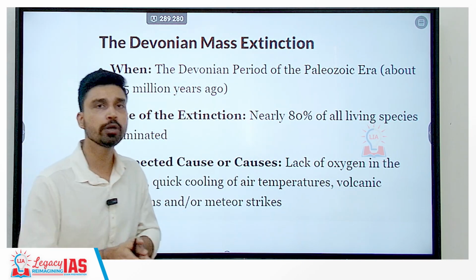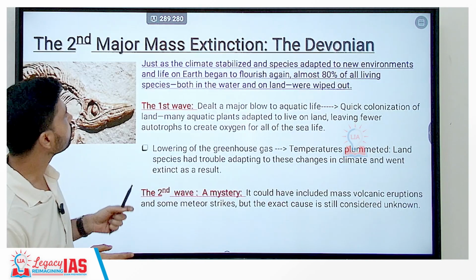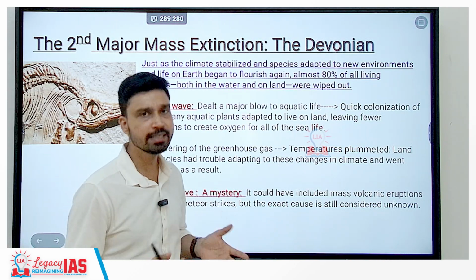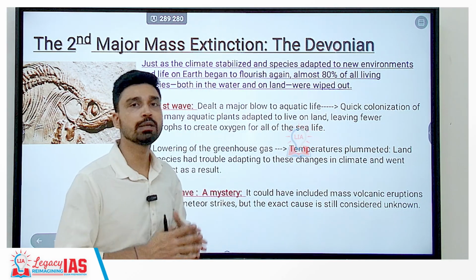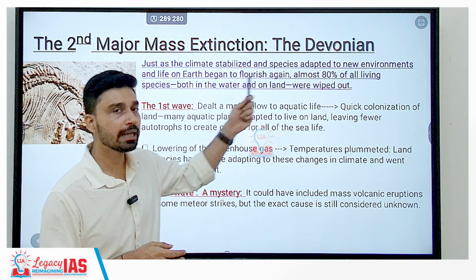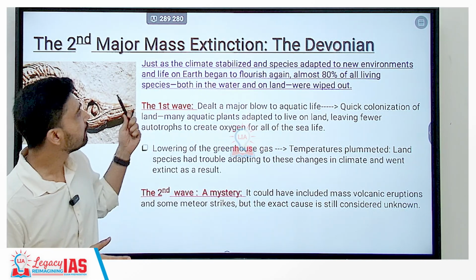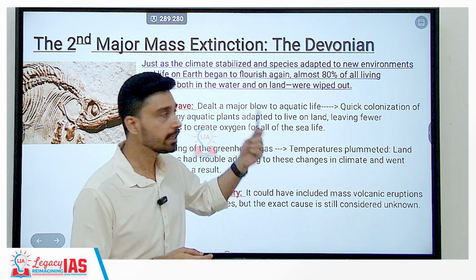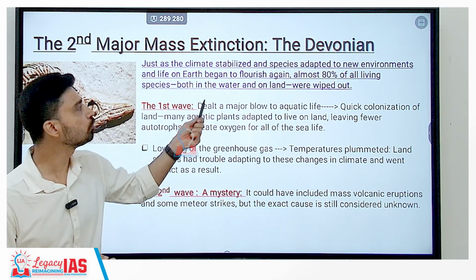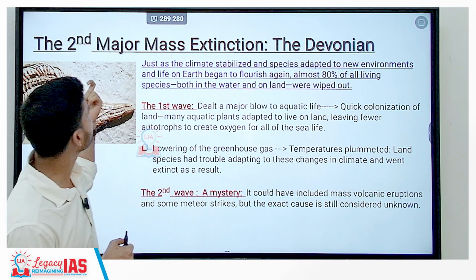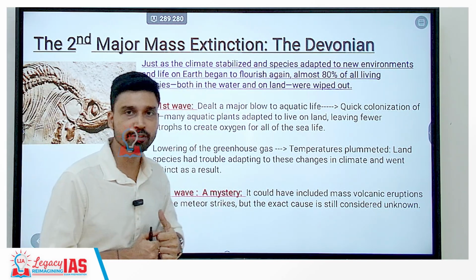If you go into more detail about this particular extinction, just as the climate was stabilizing, and the species that survived or developed after the first extinction event were adapting to the new environment, and life on earth again began to flourish, suddenly 80% of all species, both in the water and on the land, were wiped out by this particular extinction event, the Devonian extinction event.